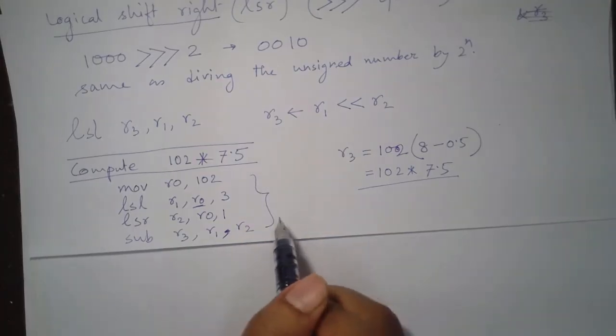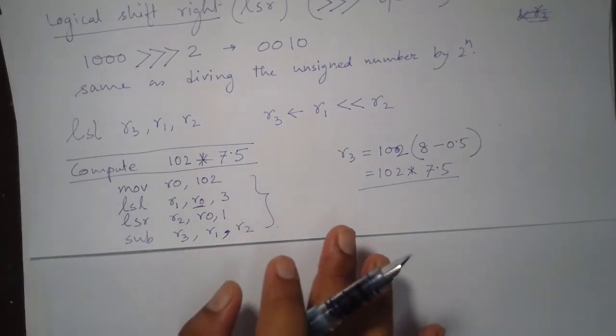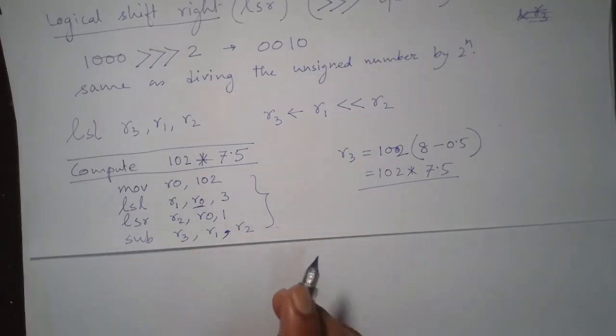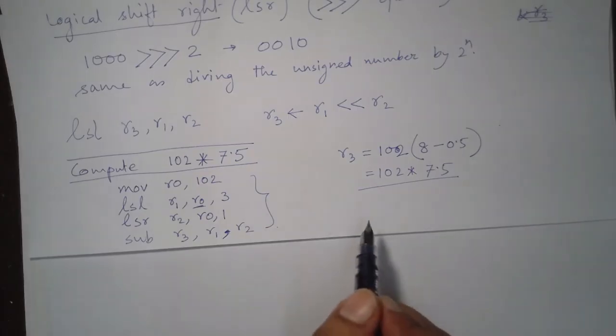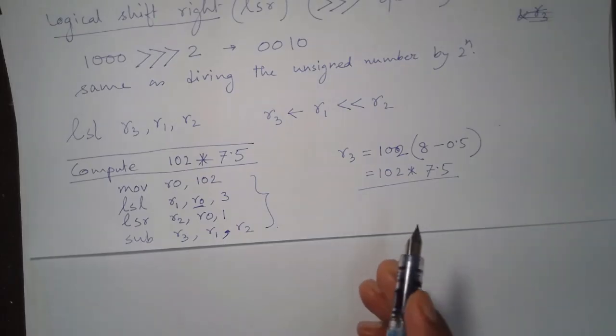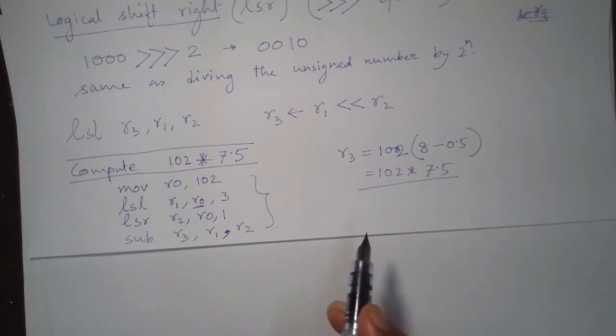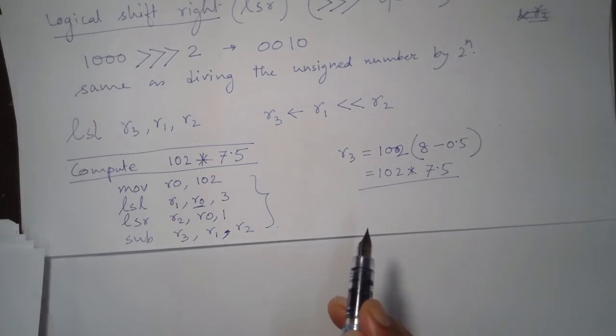That is why, if we can somehow convert our multiplications and divisions into shift operations, it gives you a huge advantage. In our exercises and practice problems, we will try to see how we can exploit this kind of strategy for doing multiplications or divisions more efficiently. All right. Okay, so I will stop here at this point.